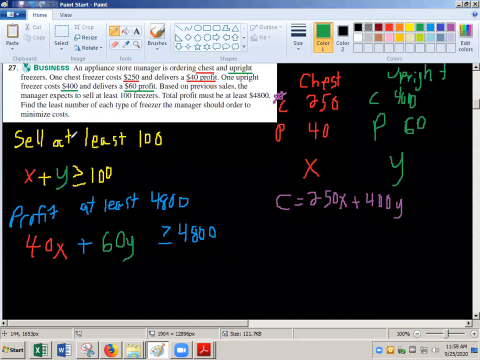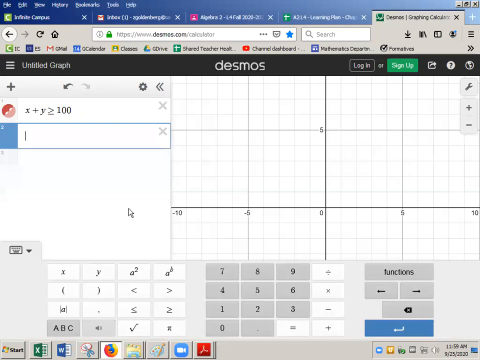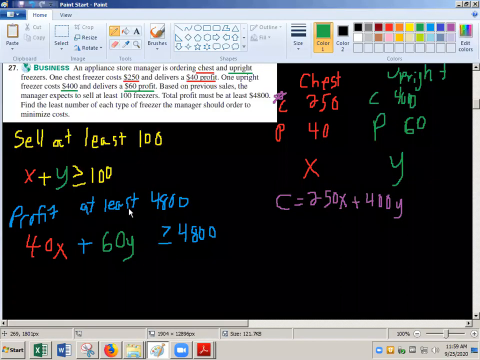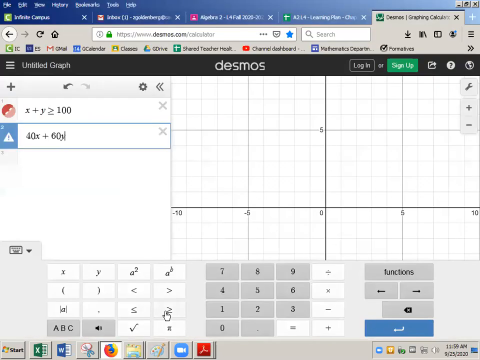And then the next equation here, 40x plus 60y, so 40x plus 60y greater than or equal to 4,800. With this one, if I wanted to simplify and just say 4x plus 6y greater than or equal to 480, just from dividing everything by 10, we could. And we can also divide further from there. I'm just going to leave it.